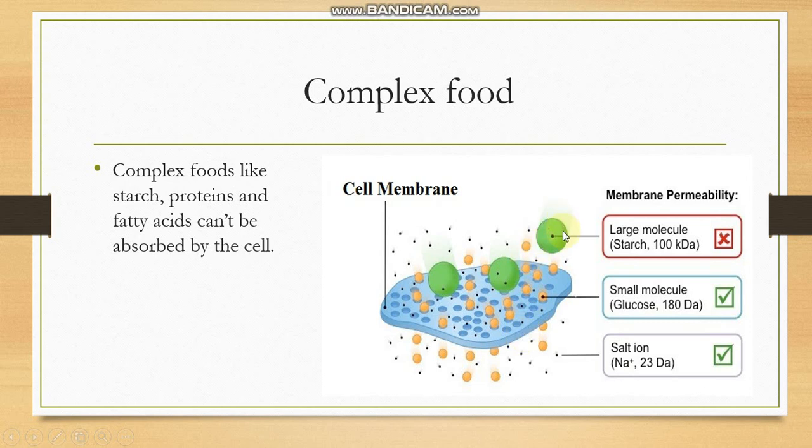However, the starch, okay, يلي هي large molecule, يلي هي complex food made up of many units of sugar, okay, cannot be absorbed by the cell. ما بتقدر الcell تمتصهم, okay? So complex foods like starch, proteins, and fatty acids can't be absorbed by the cell, okay? فإذا هودي الفودز the cell need them, بدها إياهم الcell, بس ما عم تقدر تمتصهم, okay? So كيف بدنا نساعد هيدي السيل إنه تقدر تمتص هودي large molecules, okay?